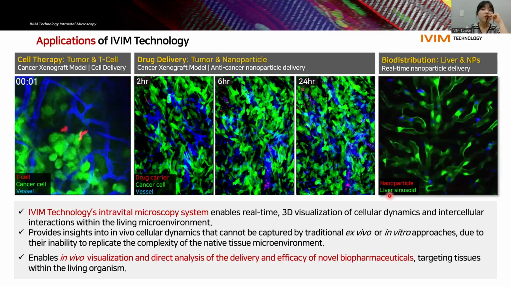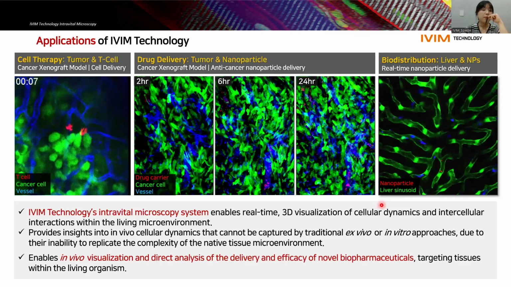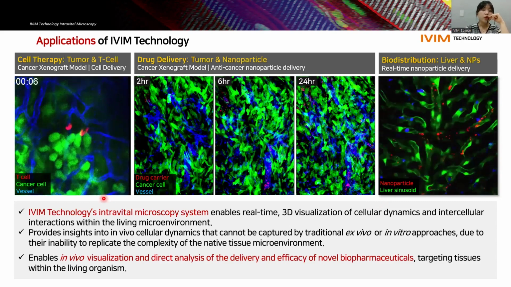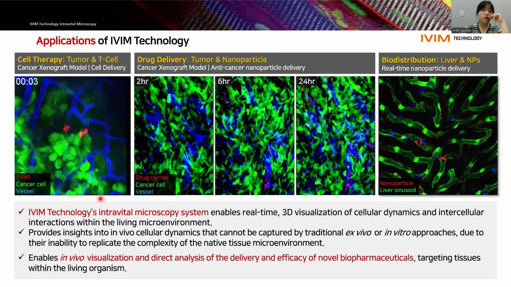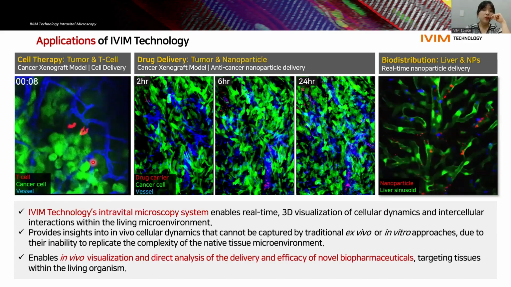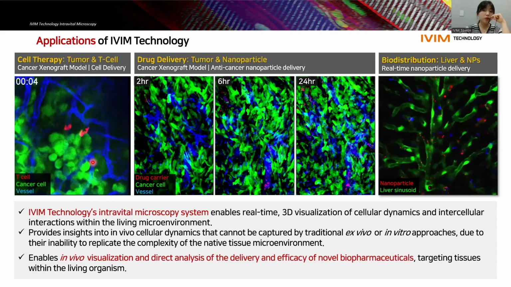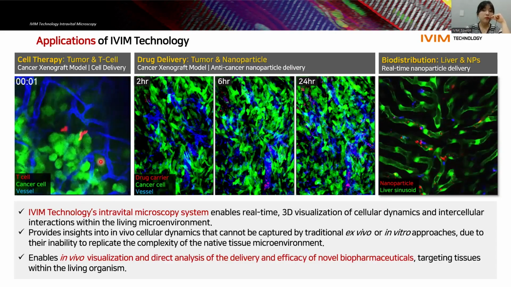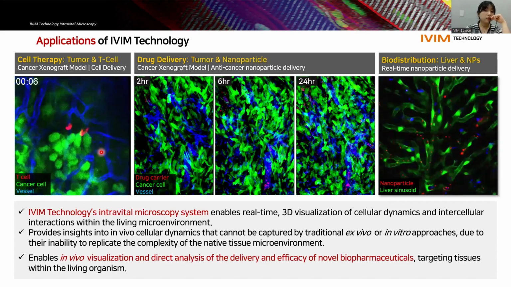Next, I'd like to show you how our system can be used to study immune responses in cancer. First, we observed T-cell dynamics in real time within tumor tissue. We could see T cells traveling along the blood vessels, then extravasating, moving out of the vessels toward the tumor cells where they engaged in immune activity.